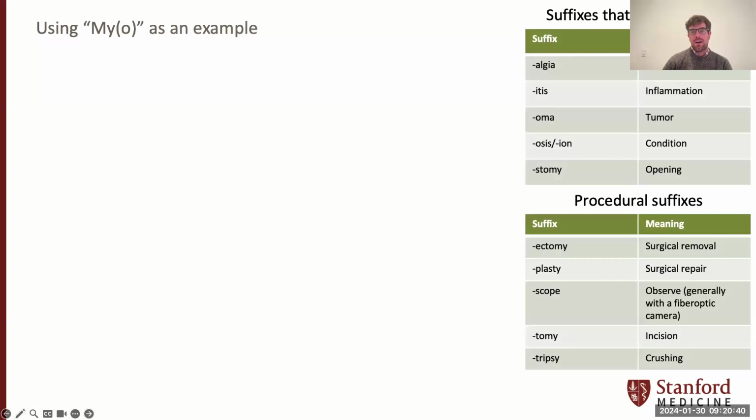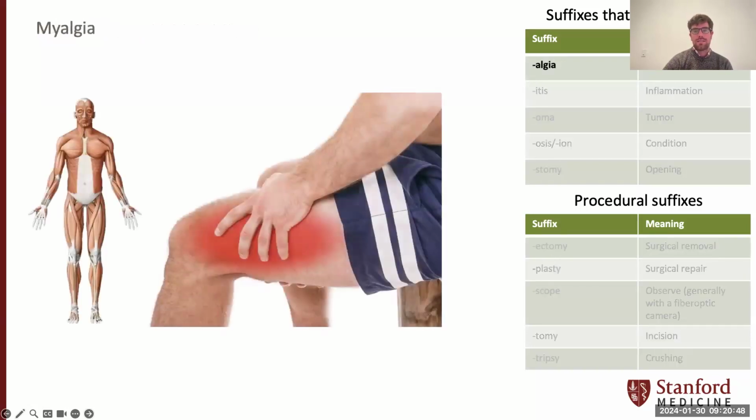So let's use myo as the root. Myo refers to a muscle, and suffixes are really going to spice it up a bit. So for example, myalgia, the suffix here is denoting a state. So myalgia is muscular pain, which can be normal if you have a good workout, or it can be abnormal if you have a muscular disease and haven't worked out and your muscles are painful, separate from that.